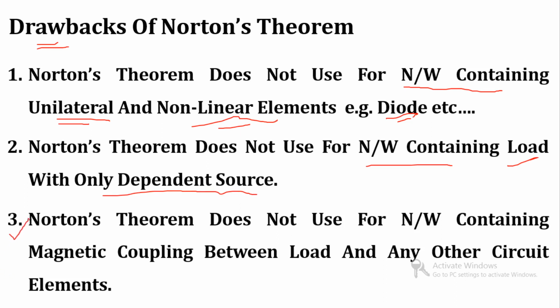The third and last drawback is that Norton's theorem cannot be used for a network in which magnetic coupling exists between the load and any other circuit. Clear? If there is magnetic coupling between the load and any other element, then for that particular network Norton's theorem cannot be used.